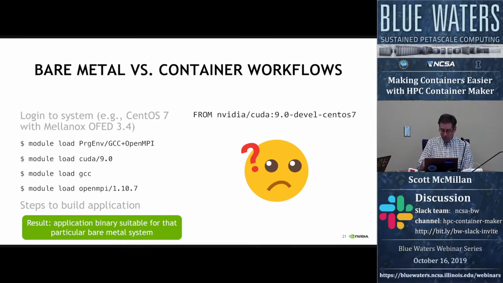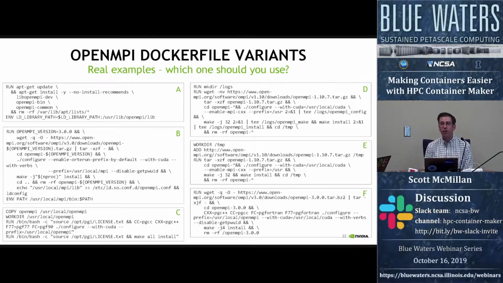So if you're like me, you go off and search the web, you look at Stack Overflow, okay, how do I put OpenMPI in a container? And so these are 6 examples that I just sort of arbitrarily picked from Dockerfiles that I found on the web. And so all of these will get you OpenMPI in a container. Some are better than others.